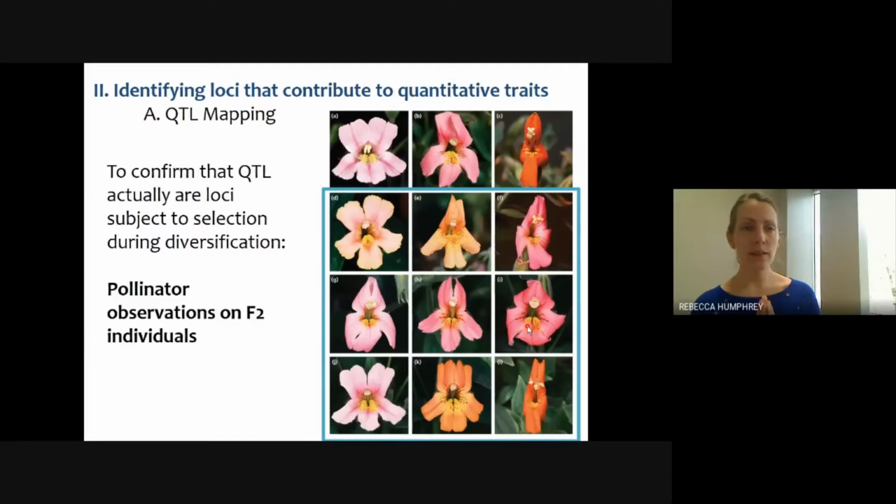Okay, so then to confirm all of this, to connect our genetic results, our histograms about what the trait is, to actual natural selection reality, we would then want to put out our array of F2s of known genotype, known marker locus genotypes, and make observations. Which F2s are pollinators most likely to visit? And we've got two kinds of pollinators.